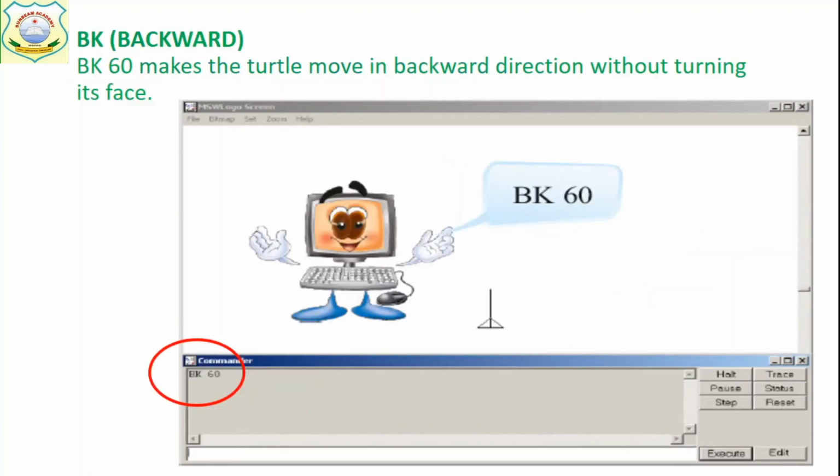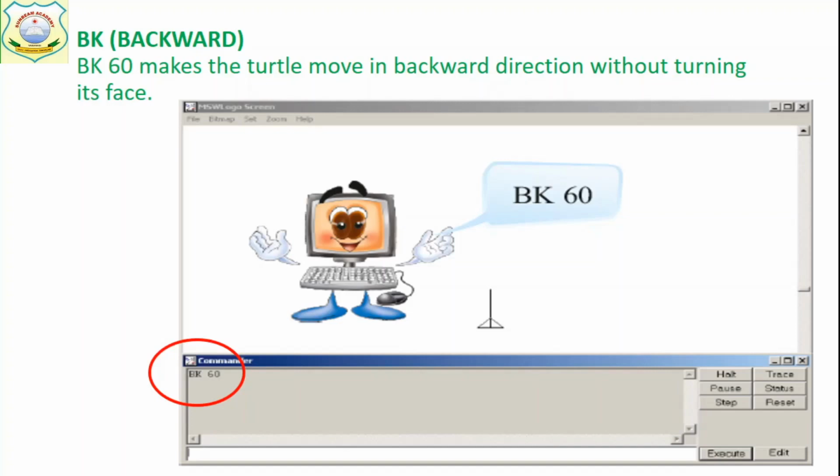Now next is the backward command. Next we have the backward command. Backward command BK. Here it is written BK 60. As in the forward command we have to write the steps, same in the backward command we have to write the steps, so that the turtle knows कितने step उसको back move करना है. Okay? तो here it is written BK 60.